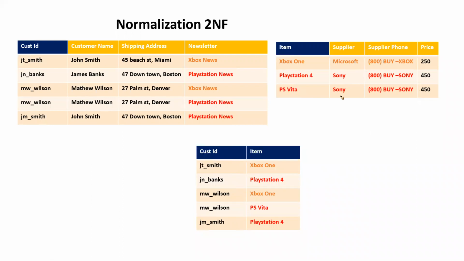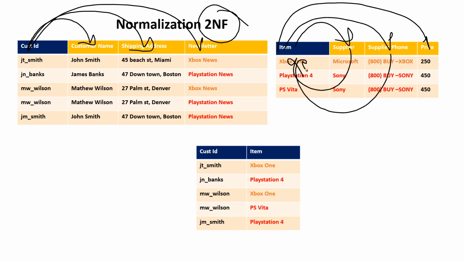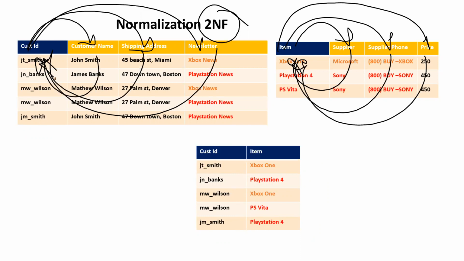So now from here, I actually achieved my second normal form where, based on customer ID only, I can find or understand these things, right? Same way from item, I can get the column details, or supplier can be understood by item only, supplier phone can be understood by item only, and price can be understood by item only. Same way newsletter can be understood by which customer opted for which newsletter, shipping address, which customer has which address, and customer name is based on the customer ID. So now I achieved the second normal form.